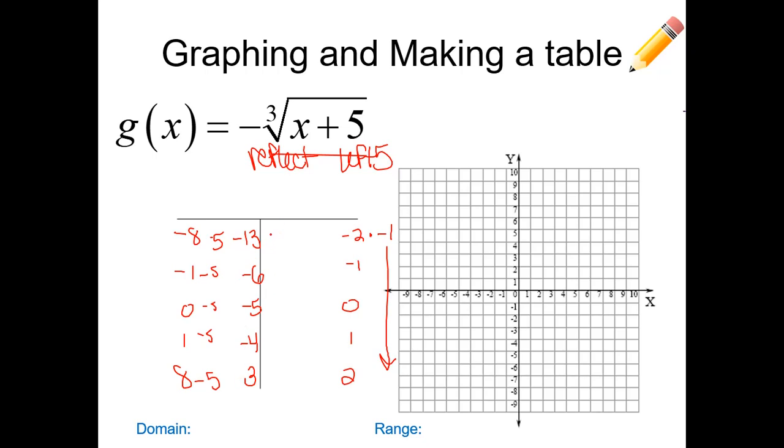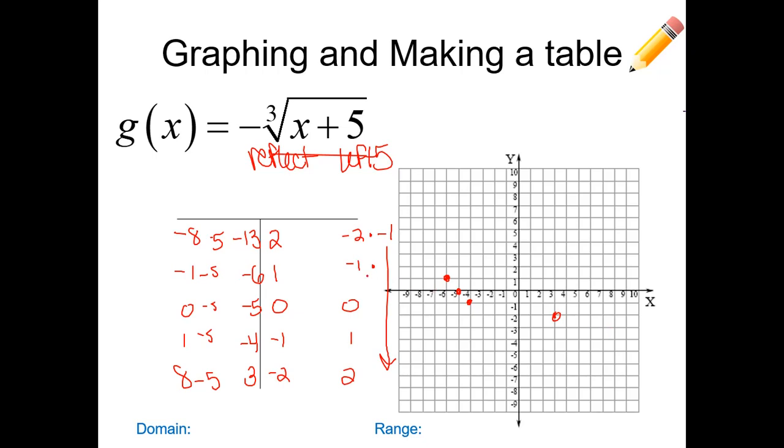Okay. Multiplying by -1, that's 2, 1, 0, -1, and -2. So graphing here, oh, can't graph that guy. -13, 2 is like somewhere over here maybe. -6, 1 is right here. -5, 0 is right there. -4, -1, and 3, -2.